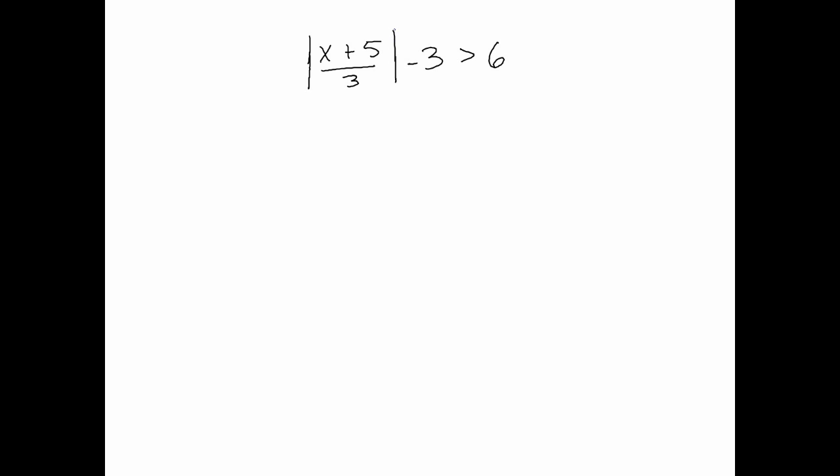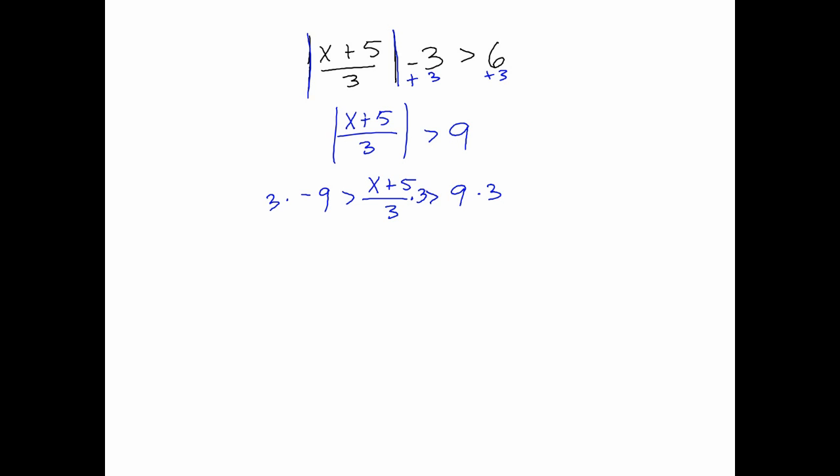First thing, isolate your absolute value. So the absolute value of x plus 5 over 3. We're going to add 3 to both sides. Now it's greater than 9. Our next step is to hold on to our sign. x plus 5 over 3 is greater than 9, facing the same way, but a negative 9 now. So multiply by 3 everywhere.